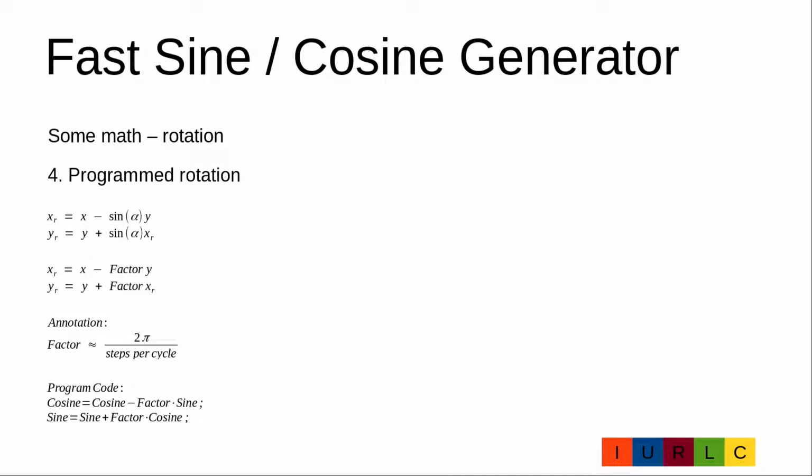Due to the fact that we do not need to store the old sampling points, we can do further simplification. After the first line is calculated, we no longer need the variable x. So we can replace xr here and here by the variable x. After the second line is calculated, we no longer need the variable y, so we can replace yr by y. And if we now replace x by the name cosine and y by the name sine, we have the program code for the sine-cosine wave generator.